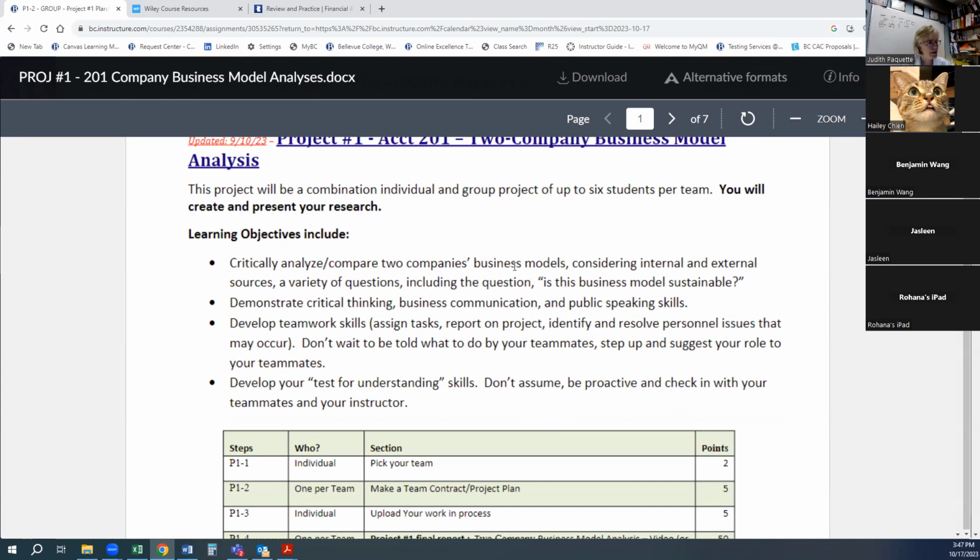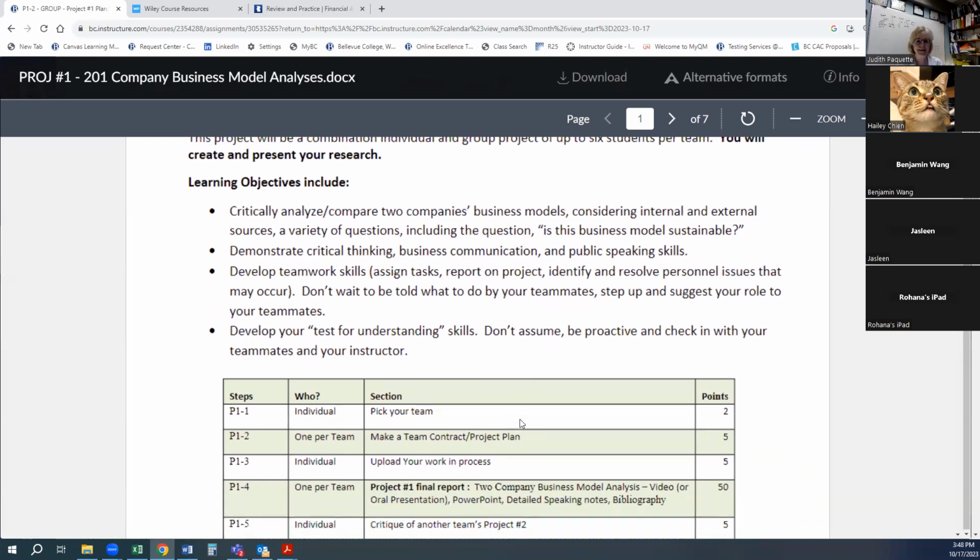Okay. So we're analyzing two companies' business models. And I just made a mention of internal sources and external sources. The external sources are business articles, the governance scores, and the stock values. But the internal source is the company's annual report. So you're going to learn how to read parts of the sections of the annual report.